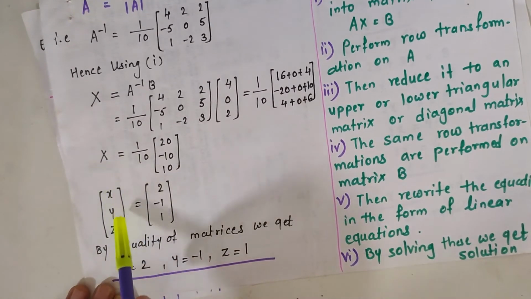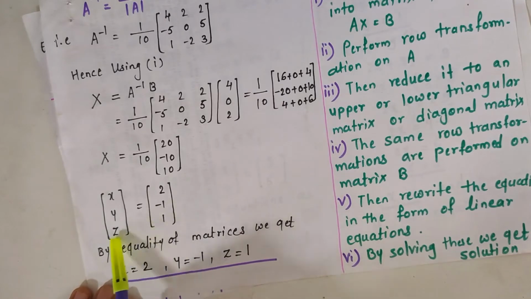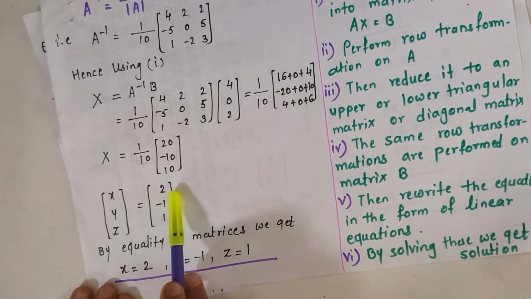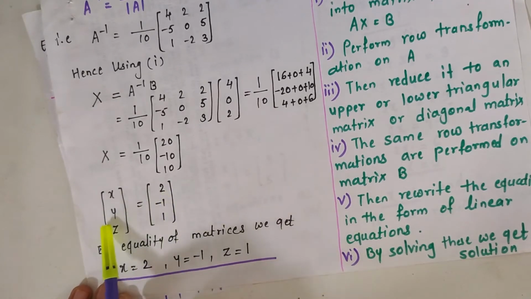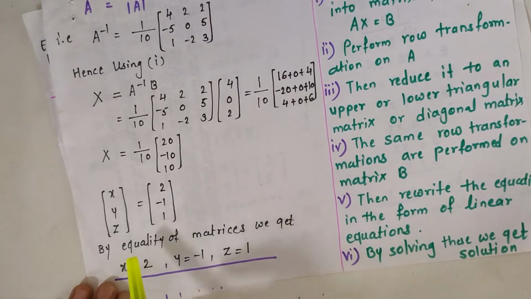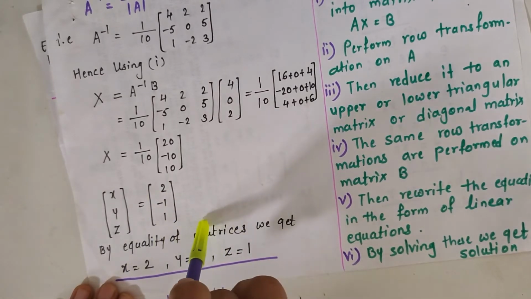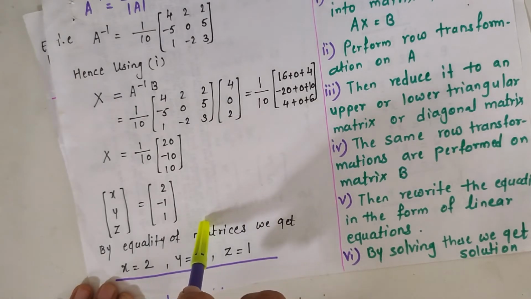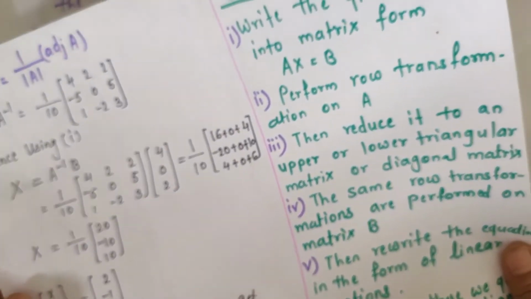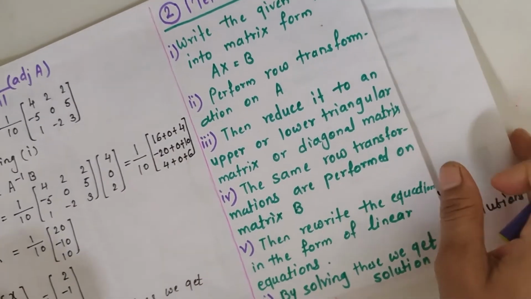And X is the variable matrix with variables x, y, z. We get the value of the first variable x is equal to 2, y is equal to minus 1, and z is equal to 1. By equality of matrices, we get the solution of this system of linear equations. In this way, we can calculate the values of variables in a given system of linear equations.